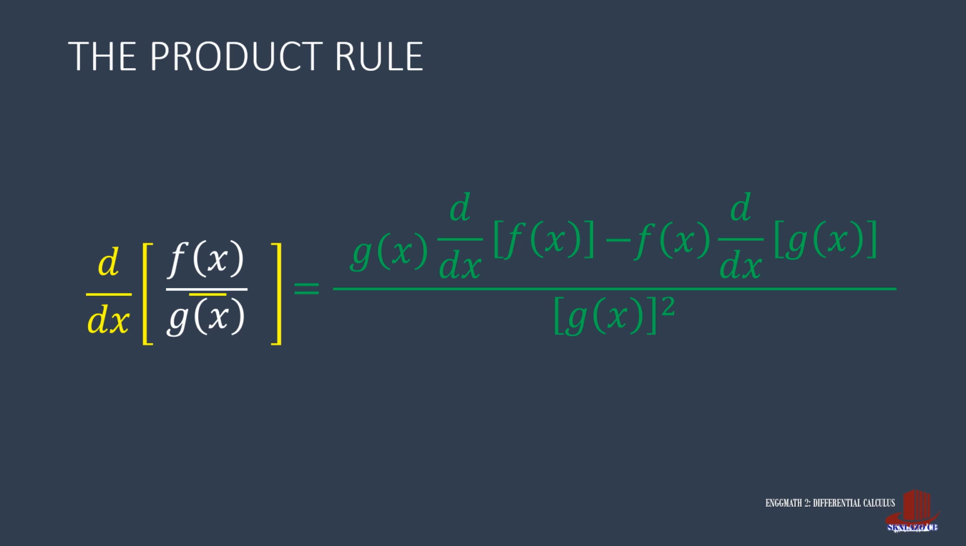Applying mnemonics, we can say low d high minus high d low. The d's represent derivatives, which then states low times the derivative of high minus high times the derivative of low.